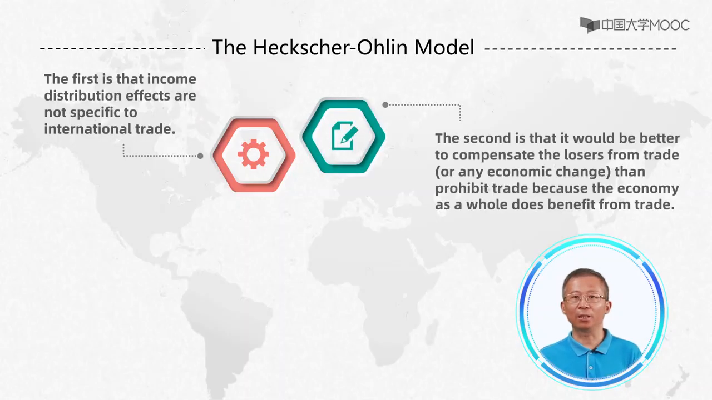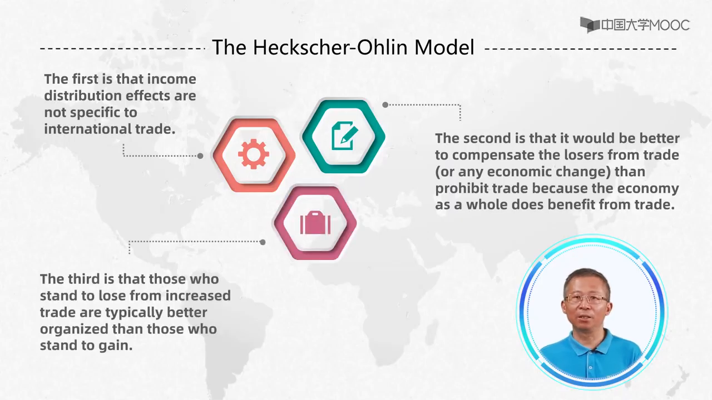The second is that it would be better to compensate the losses from trade than prohibit trade, because the economy as a whole does benefit from trade. All modern industrial countries provide some sort of safety net of income support programs, such as subsidized training, that cushion the losses of groups hurt by trade.